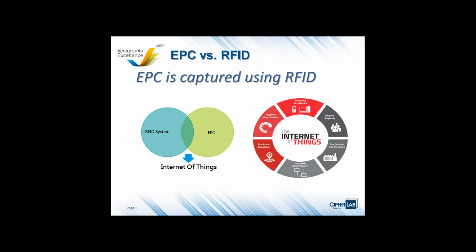Well, let us think about what's the relationship between EPC and RFID. EPC is captured using RFID. If you gather EPC and RFID systems in the internet, it will become a big Internet of Things.